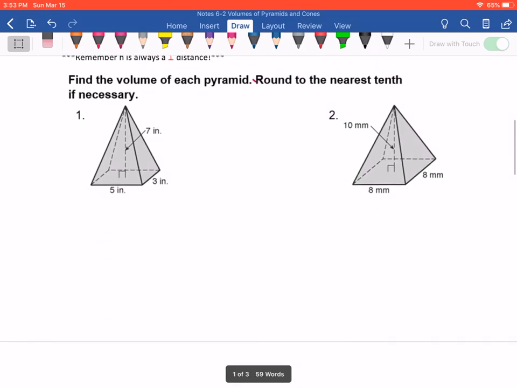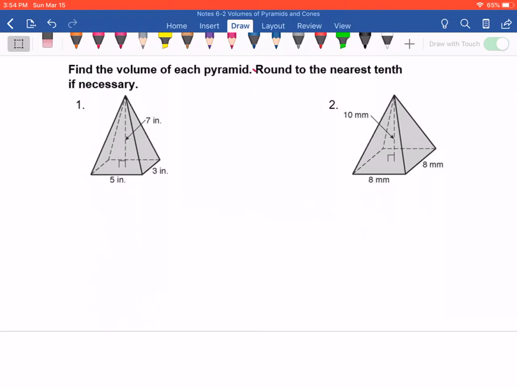All right, so let's look at example number 1. With example number 1, you are asked to find the volume of each pyramid. Round to the nearest tenth if necessary. Since examples number 1 and 2 are very similar, I'm just going to focus on doing example number 1 right now.